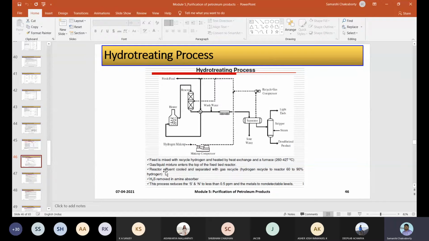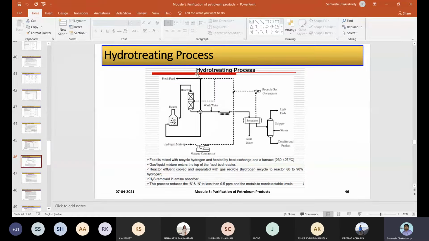So your reactant effluent is cooled and separated with gas recycle. Here it is going to be after the heat exchanger, and then a little bit of wash water will also be used in order to cool it down, and then the separation will take place. After the separation, at the bottom all the sour water, which is the water containing the sulfurous compound, will be present. From the bottom it can be taken out, and the recycled gas or a little bit of hydrogen that might not have reacted properly with your fresh feed, you can actually recycle back with this hydrogen maker.